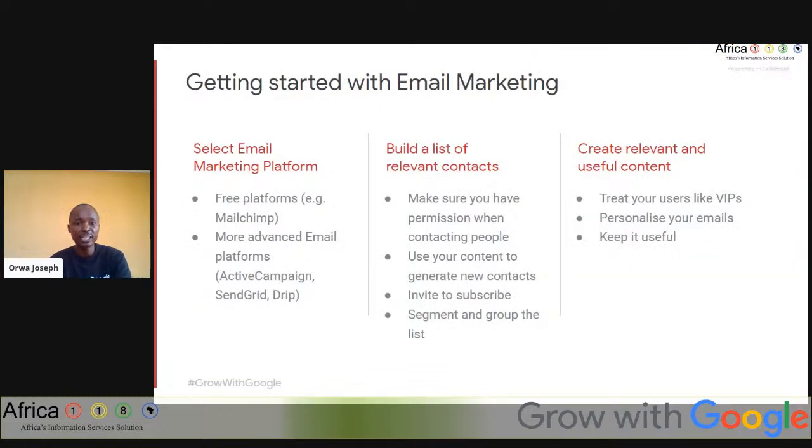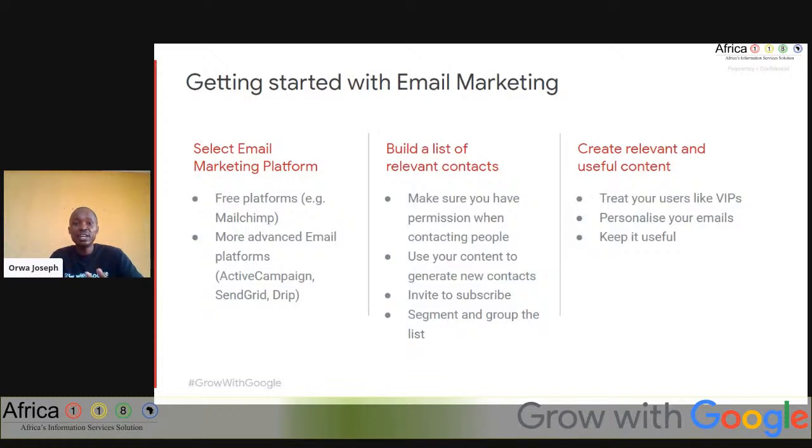So how do you get started with email marketing? Friends, it's quite easy. First, select an email marketing platform. We have so many that are there. We have Active Campaign, we have SendGrid, we have Drive, we have MailChimp. So you need to select an email marketing platform that works for you.